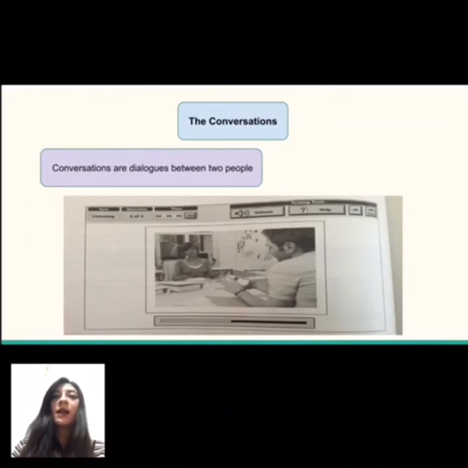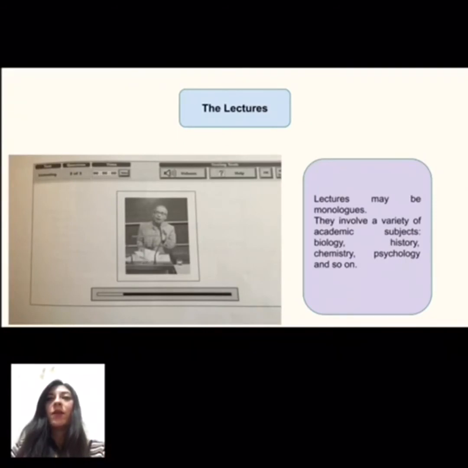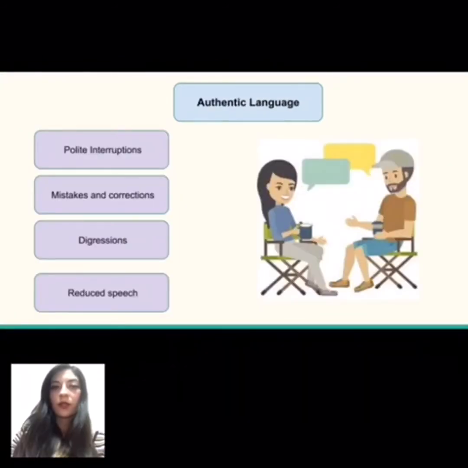The conversations are dialogues between two people. The lectures may be monologues or academic discussions. They involve a wide variety of academic subjects like biology, history, chemistry, psychology, and so on. In the listening section, conversations and lectures do not sound as if they are being read aloud by actors. The speakers sound authentic, like people actually having conversations or giving lectures. The authentic language may include the following features: polite interruptions, mistakes and corrections, digressions, and reduced speech.